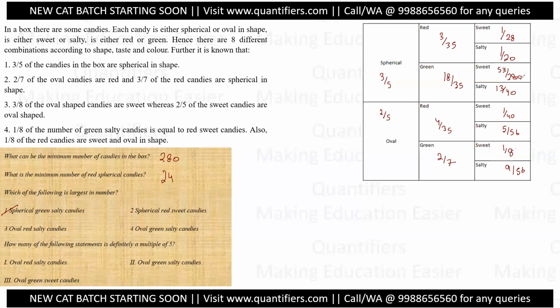Oval green sweet candies. Oval green sweet. So 1 by 8. 1 by 8 of 280 will be again multiple of 5. So all the three statements.